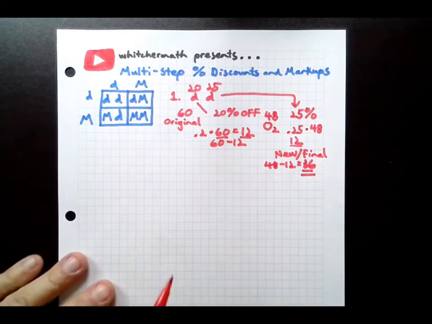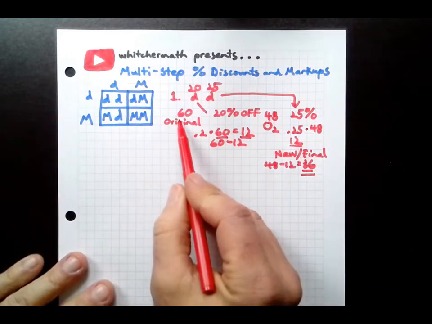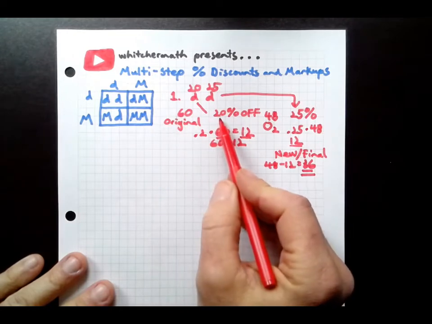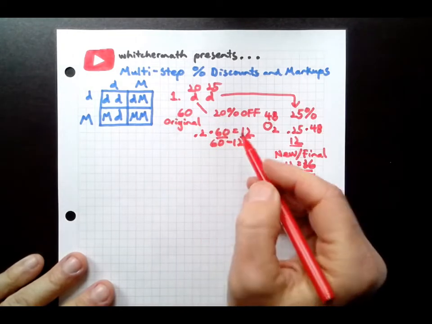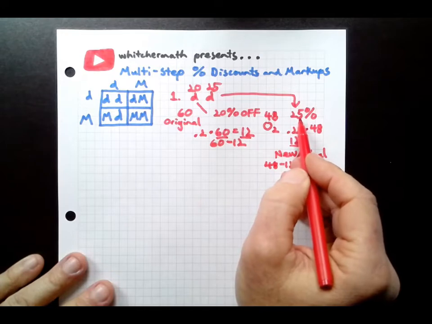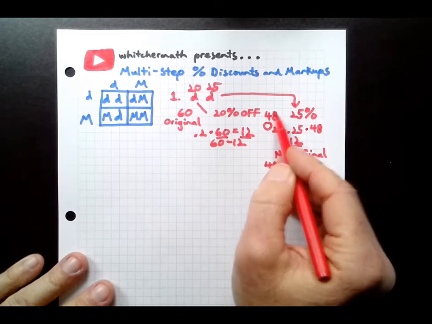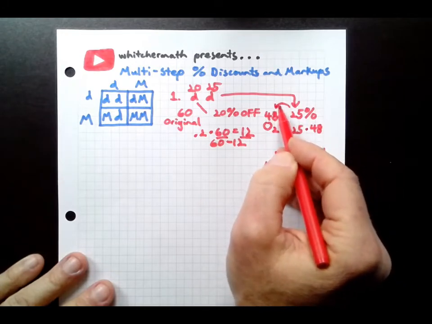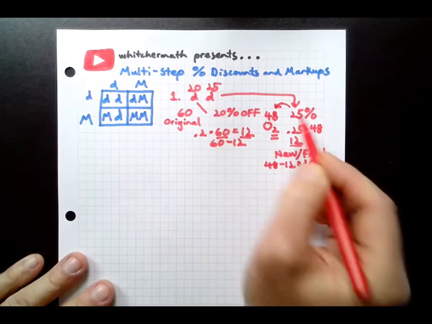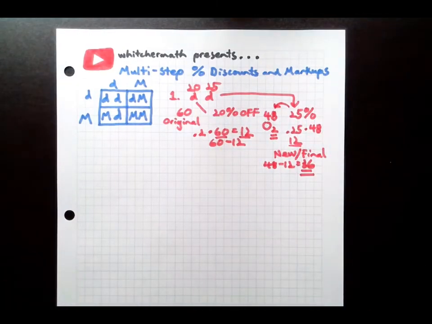If you were given a problem that said a pair of shoes is on sale for 20% off, and then they didn't sell, so they're on sale for 25% off more, remember to take the 25%, or the second discount, off of the second original.